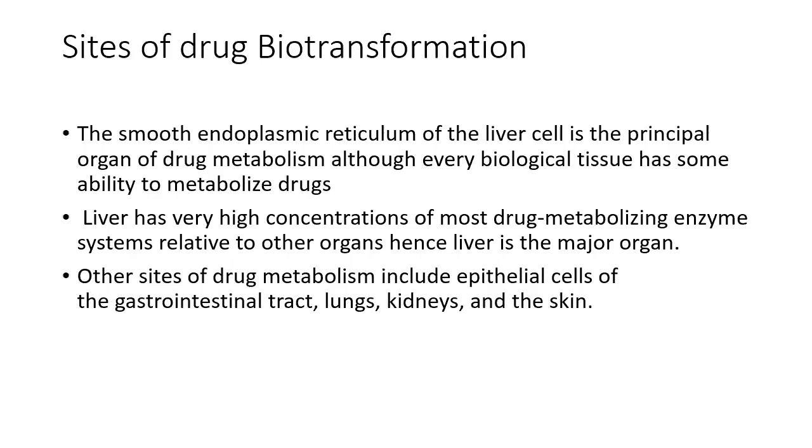The liver has a higher concentration of most of the metabolizing enzymes, and thereby the liver is the major organ. The liver consists of a pool of enzymes which is required for metabolism. Because of that, the major metabolic reactions take place in the liver. The other sites of drug metabolism include the GIT, lungs, kidney, skin, epithelial cells, brain, etc. So these are the different sites where drug metabolism can take place.